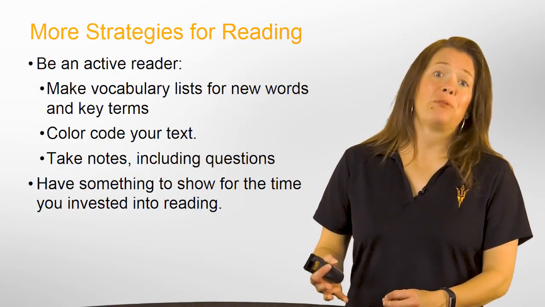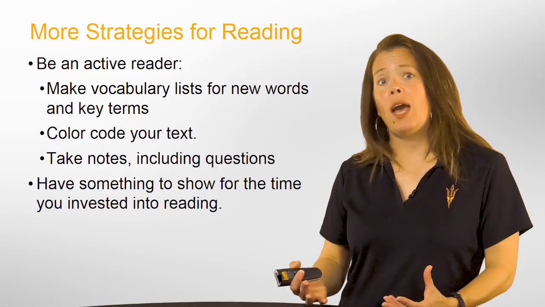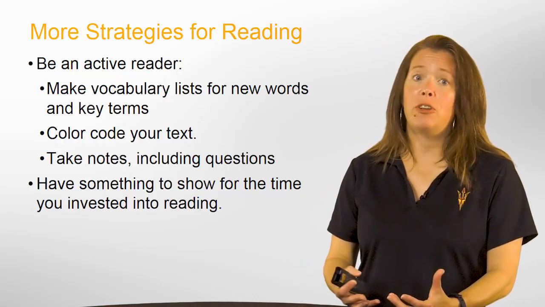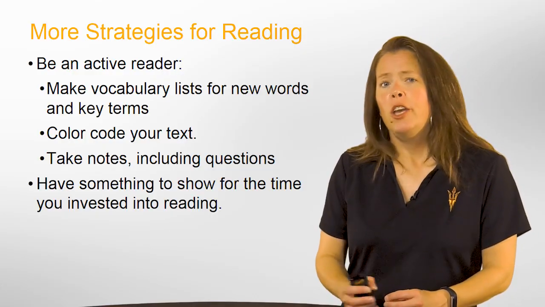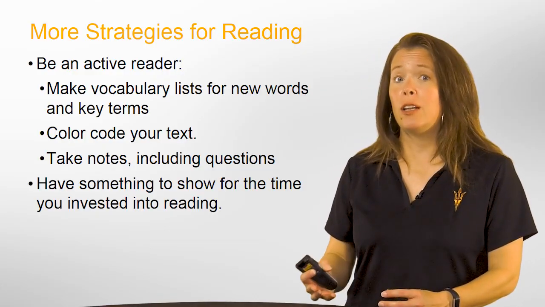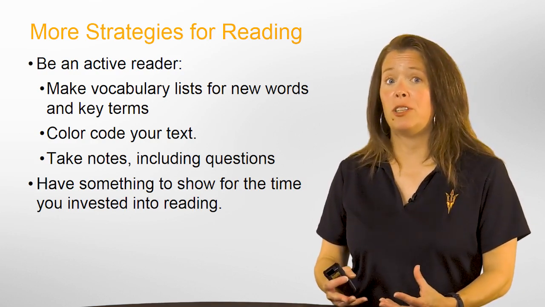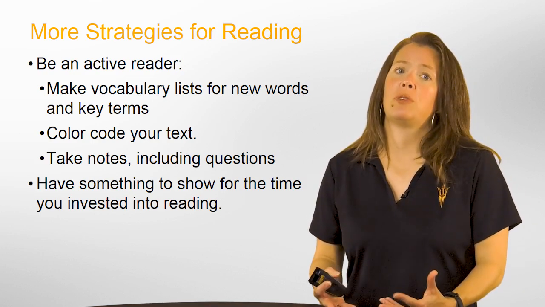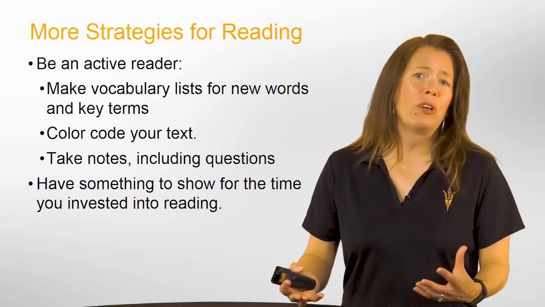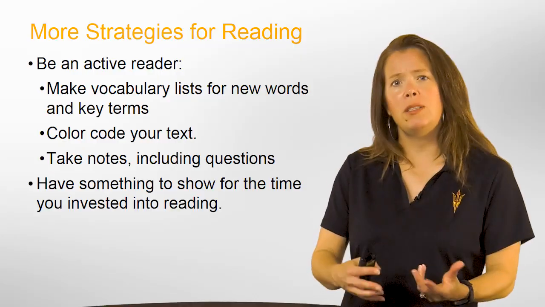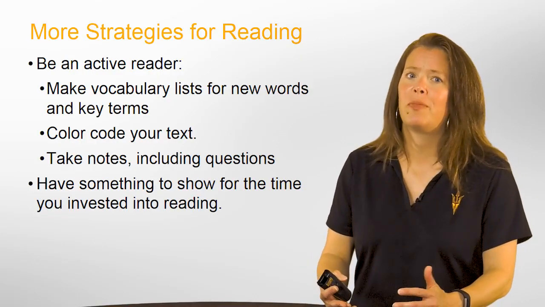To be an active reader and become more active in the critical reading process, you can make a vocabulary list for words whose definitions are new for you, or key terms you might need to remember. You also might want to color code concepts from your readings in order to show connections or contrasts between information. Take notes as you read, whether it's in a notebook or on index cards. If you want some more information about note-taking, you might want to see our video on note-taking strategies. There's quite a few different systems that you can use.